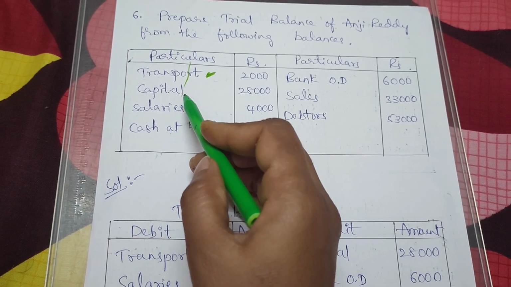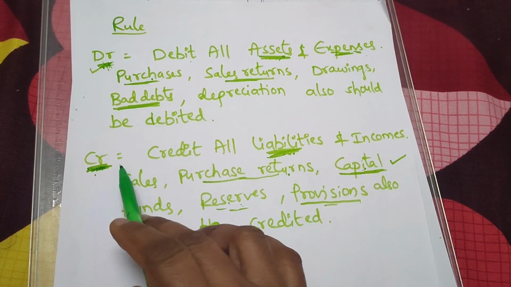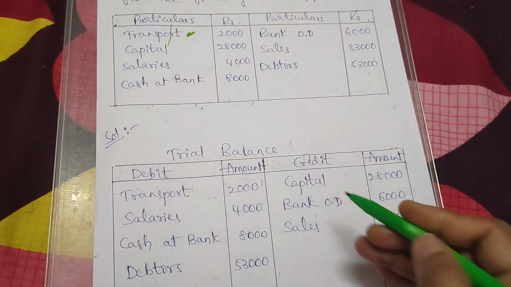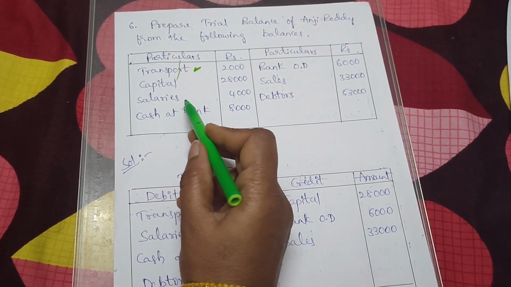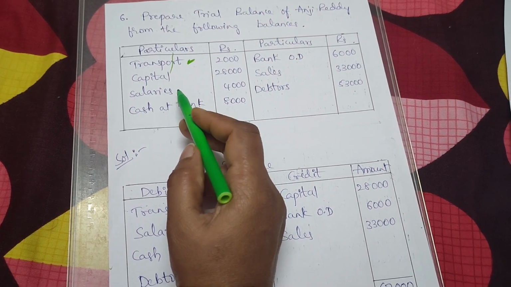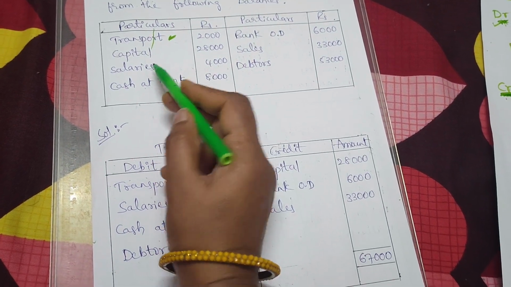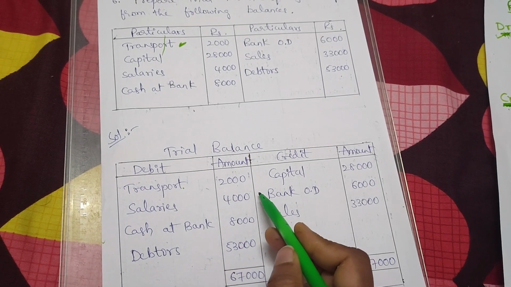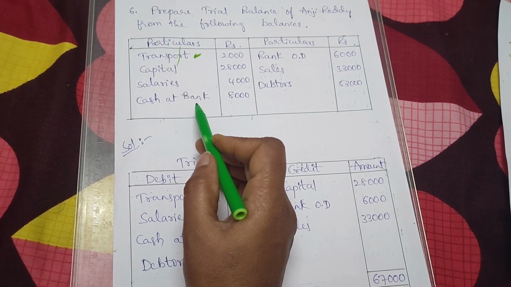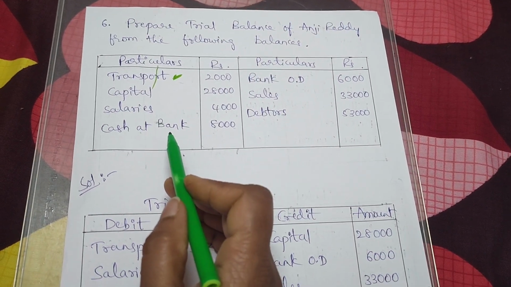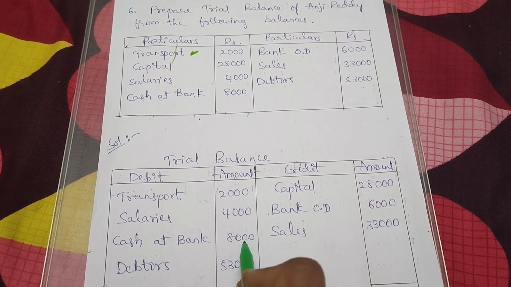Next one, capital. Capital is mentioned in the rule itself that we should credit capital. So capital should be credited, and I recorded capital under credit 28,000. Next, salaries. Salaries is expenditure for the business because salaries are paid to employees, hence it should be debited. Salaries under debit. And next, cash at bank. Cash at bank is asset. Assets always we should debit. That is why cash at bank I recorded under debit 8,000.